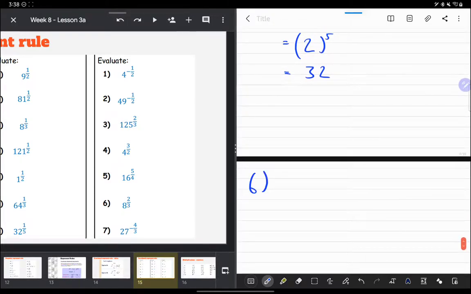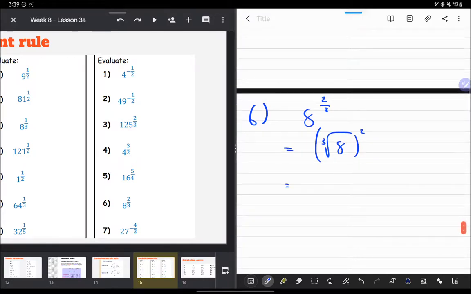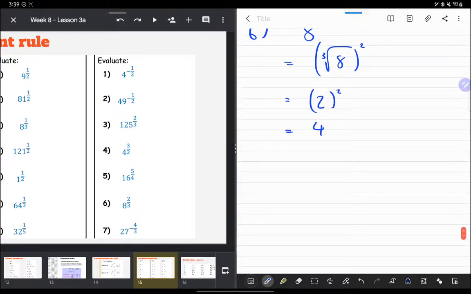Number 6. 8. Boom. Yep, again, I'm going to do this first, just because it's easier in this case. There we go. And 7.